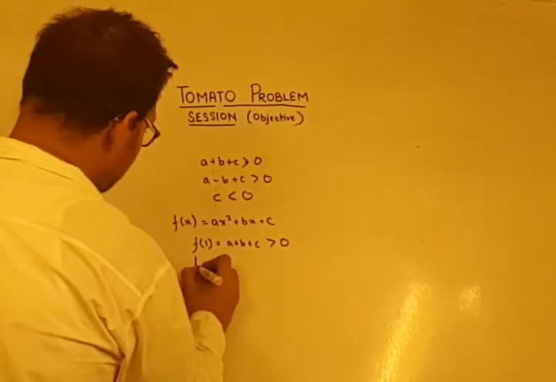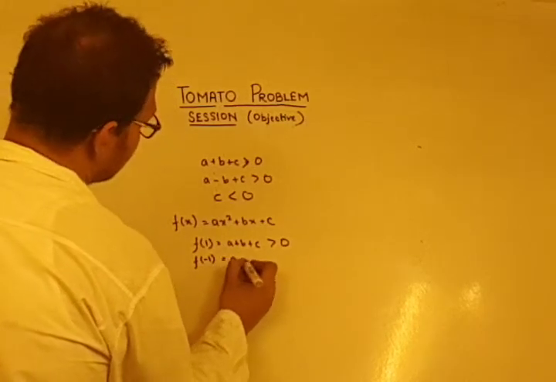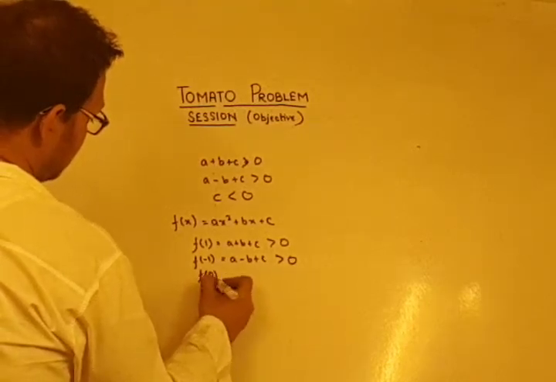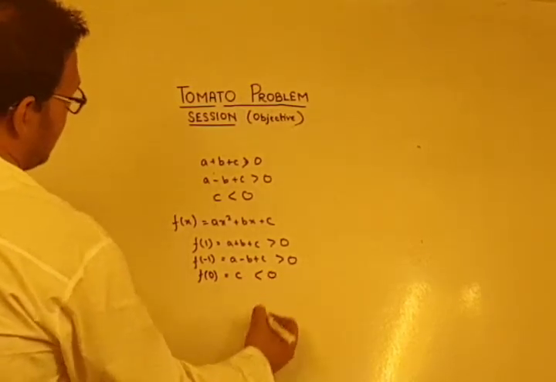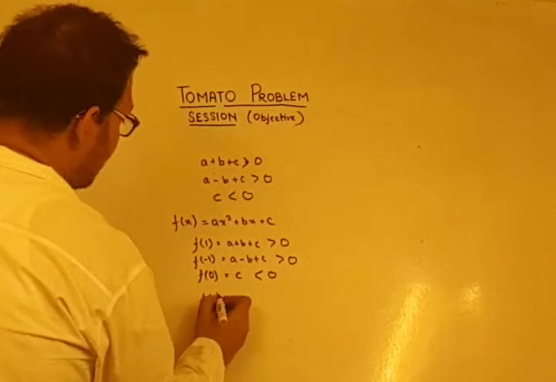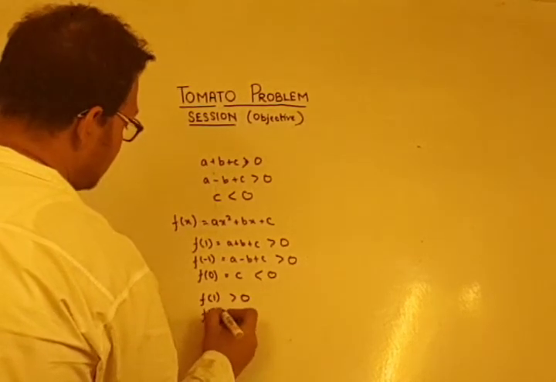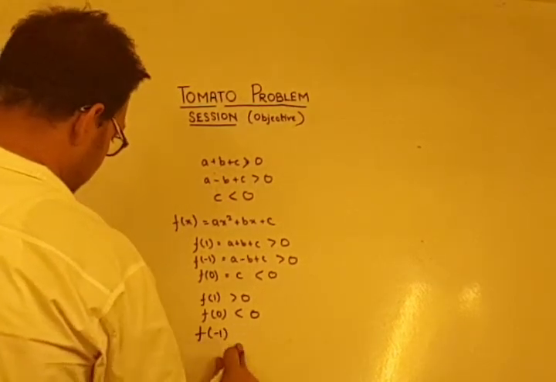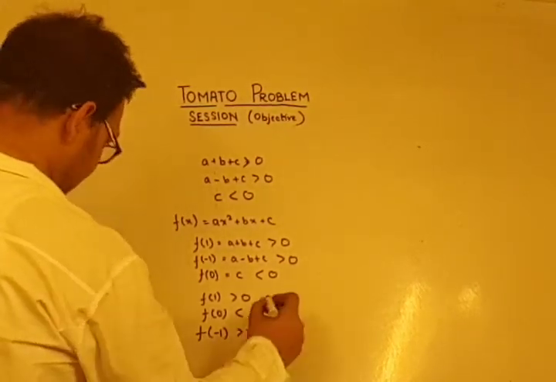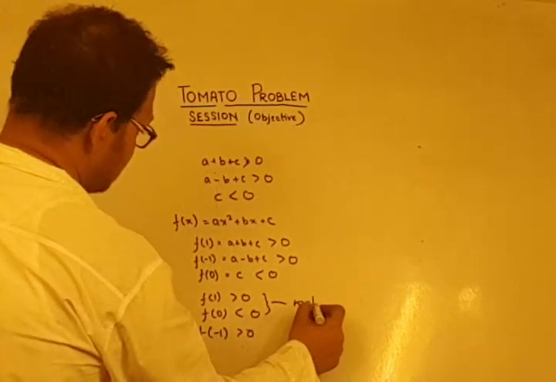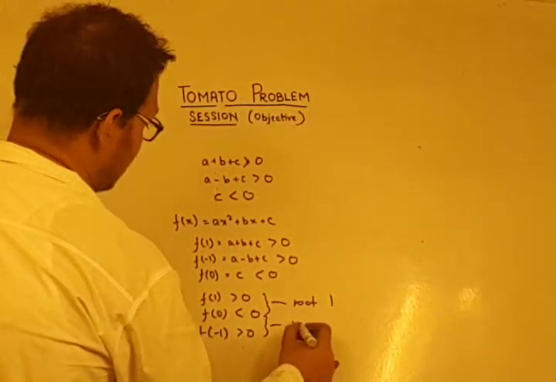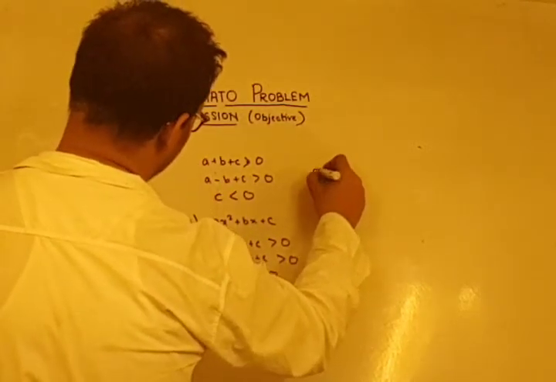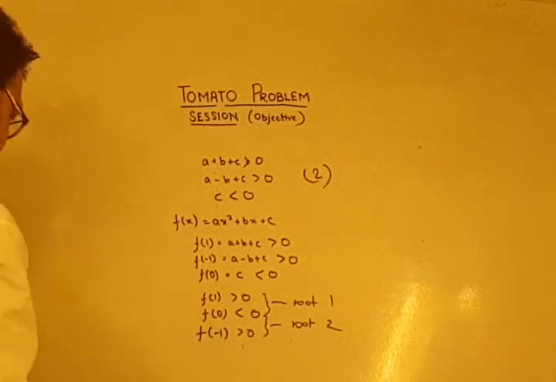Now if I place minus 1, this is given to be greater than 0. Now if I place 0, how does it come? So f of 1 is greater than 0, f of 0 is less than 0, f of minus 1 is greater than 0. So by the intermediate value trick that I taught you, here lies root 1 and here lies root 2, and therefore the number of real roots is 2 in this interval.